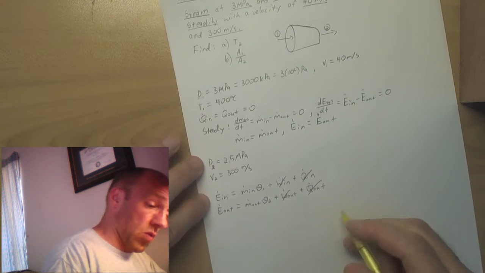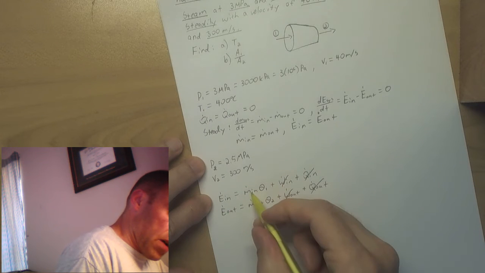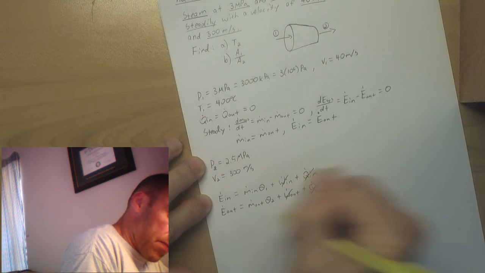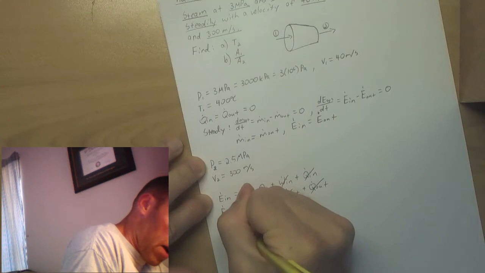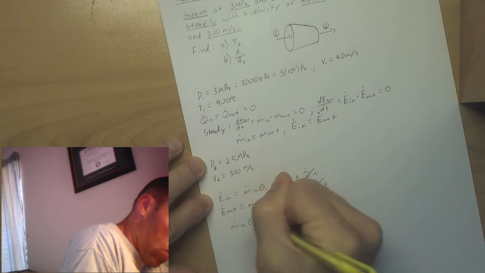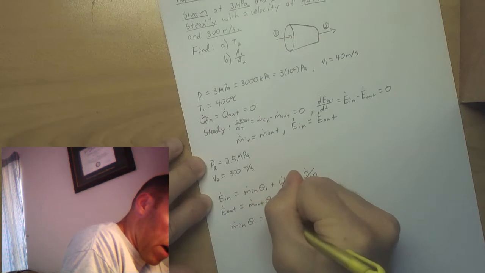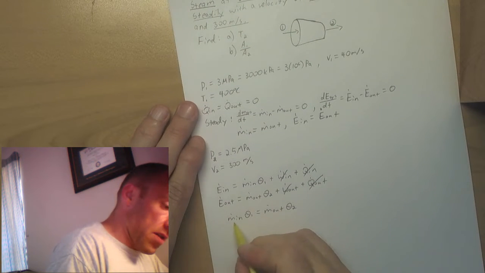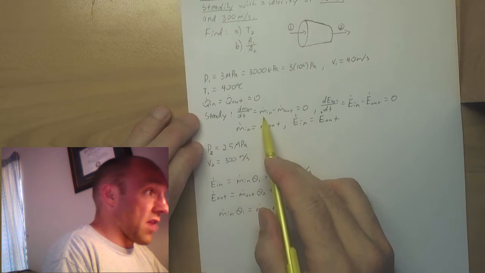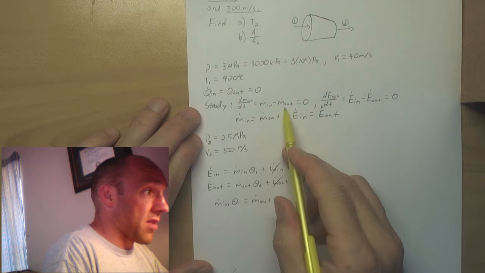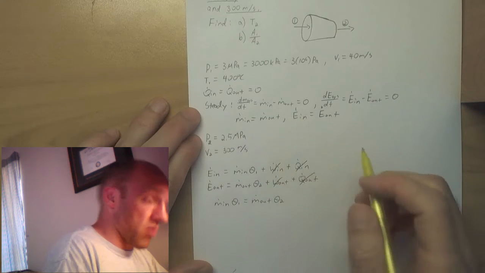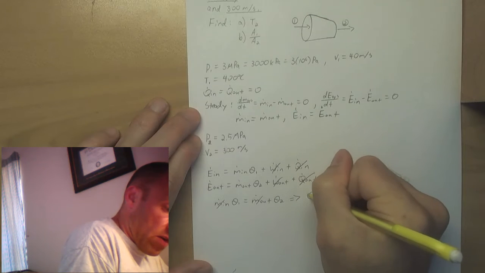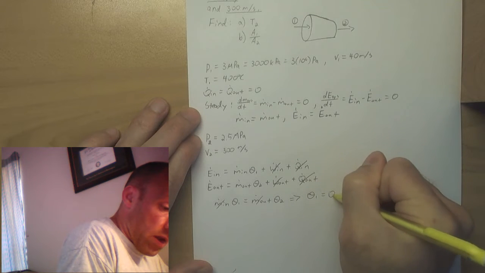So the energy balance basically simplifies to M dot in theta 1 equals M dot out theta 2. And because it's a steady situation, I have M dot in minus M dot out equals 0, so these cancel, and I just get this simple relation, theta 1 equals theta 2.